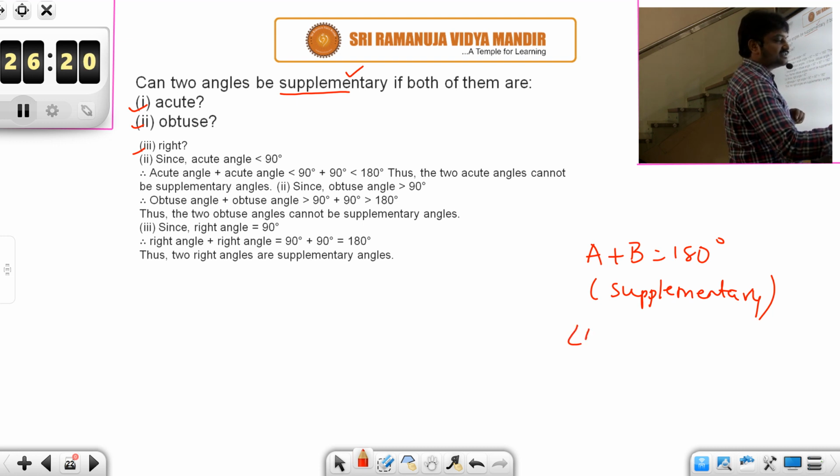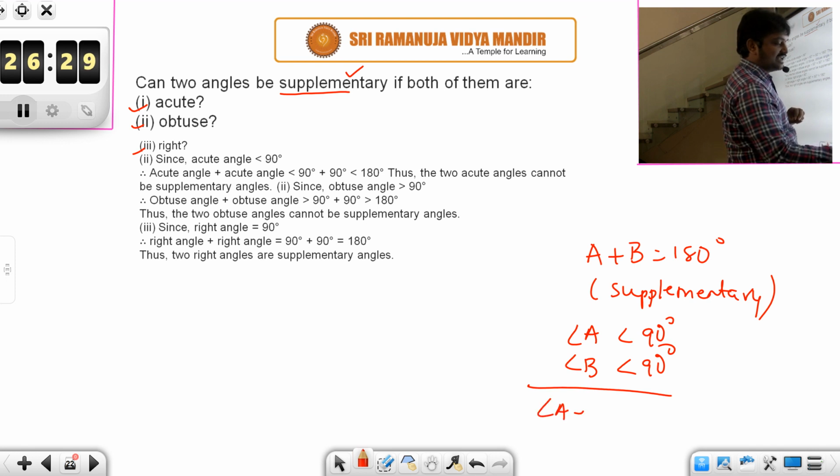Now, students, can you tell me this? If angle A is less than 90 and angle B is less than 90, can the sum angle A plus angle B equal 180? Is it possible?